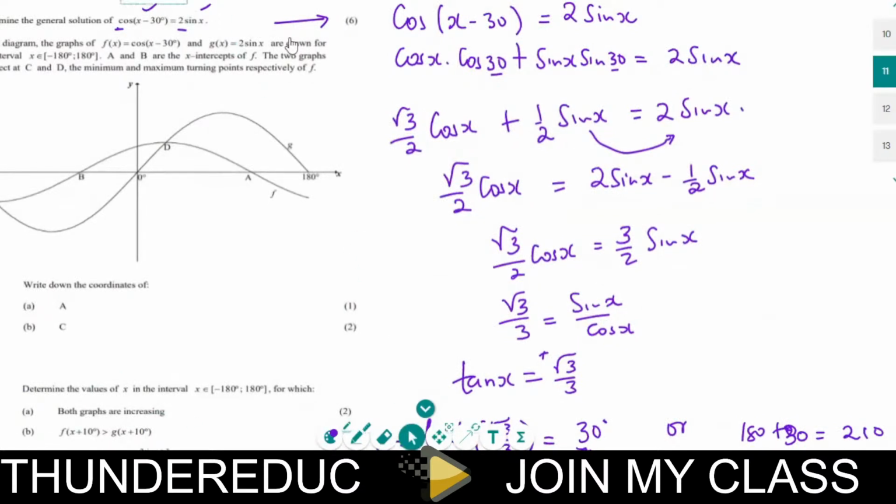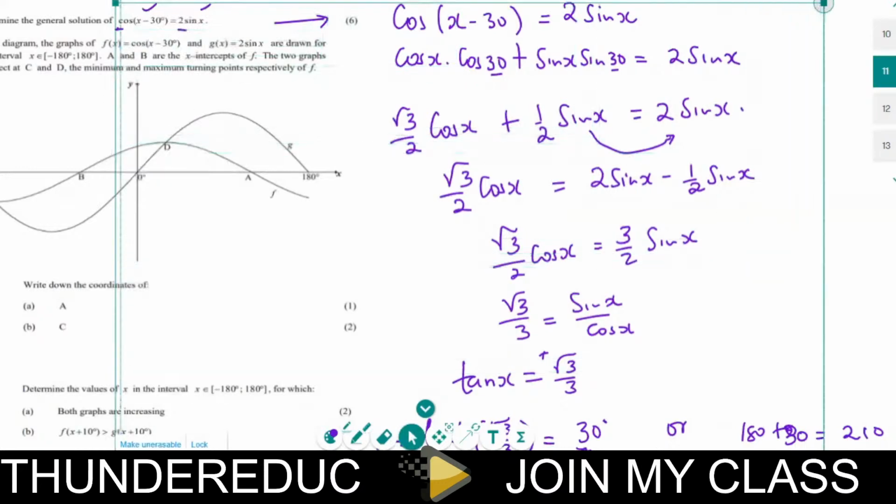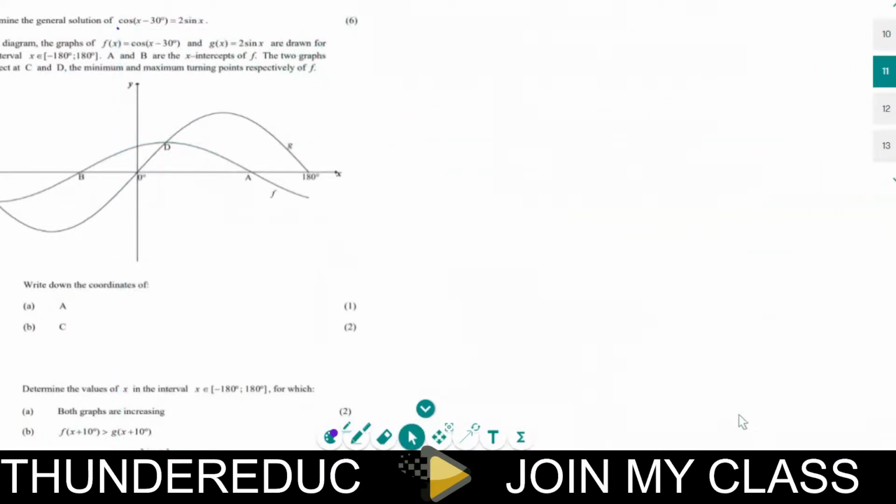They're telling us that in the given diagram, we have the graph of f(x) = cos(x − 30), and g(x) is that. So basically the solutions that we found have been turned into graphs now. They are drawn within the interval x is a set of −180 and 180. A and B are the x-intercepts. This is B, that is A of f.